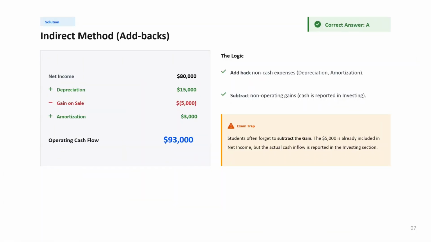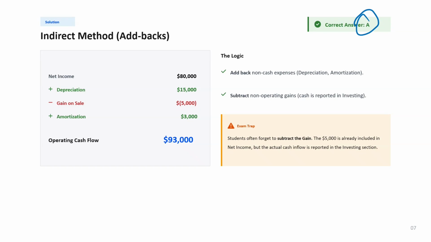Okay, the answer is also A here, which is the $93,000. Now let's go over the logic and look at the items one by one. A couple of things you have to memorize here. The first thing is depreciation and amortization. When we see them, we know that they are non-cash expenses.